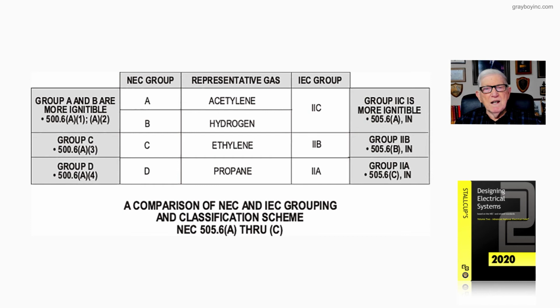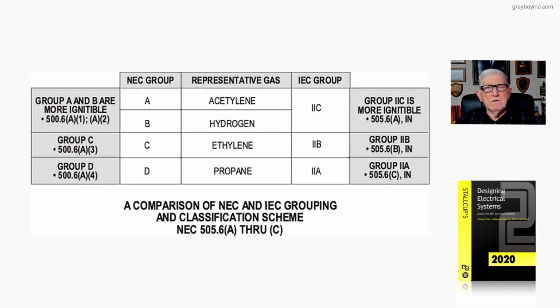The group C now is 500.6A3 in the NEC, but moving over to group 2B, that's 505.6B informational note 2. And then the group D is 500.6A4, and like propane you see there, but 2A is your grouping in the IEC in accordance with 505.6C informational note. Now that's just taking a gas and grouping it and putting it in a group.